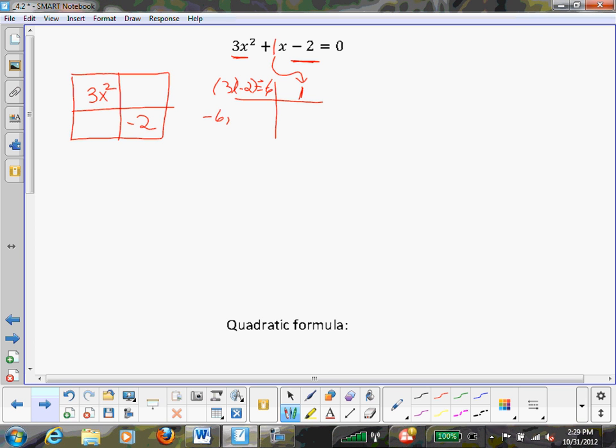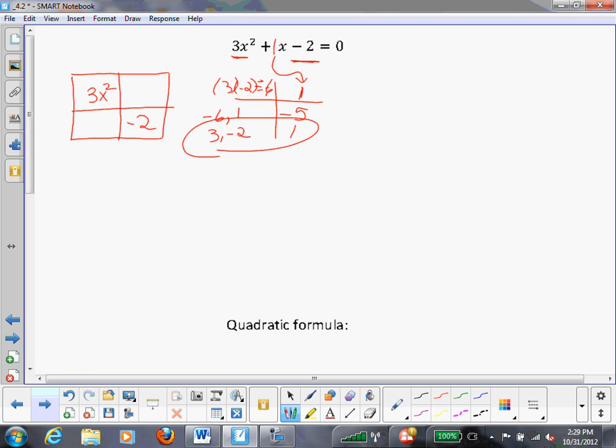Well, negative 6 could be negative 6 times 1. But when I add those two factors together, what do I get? Negative 5. I could say I have 3 and negative 2. That gives me negative 6, and when I add those two together, what do I get? That's the one that I want, because that gives me the right combination. It gives me negative 6 when I multiply and positive 1 when I add. So these factors get placed into these two boxes, and it makes no difference which one I put where. So I'll put 3x here and negative 2x here. You just have to make sure that you're including an x with that number.